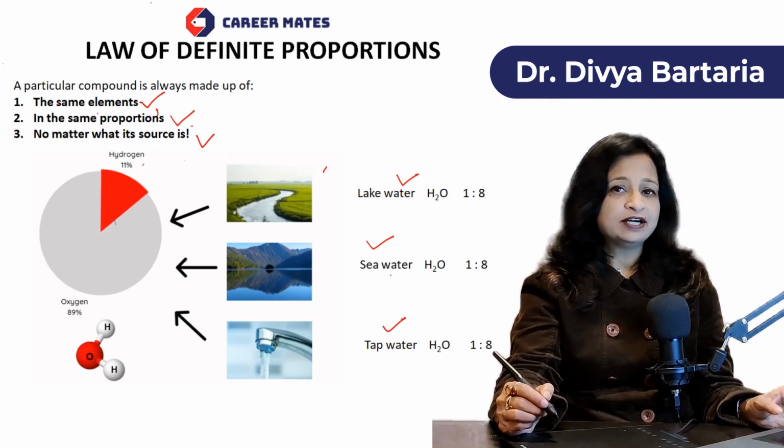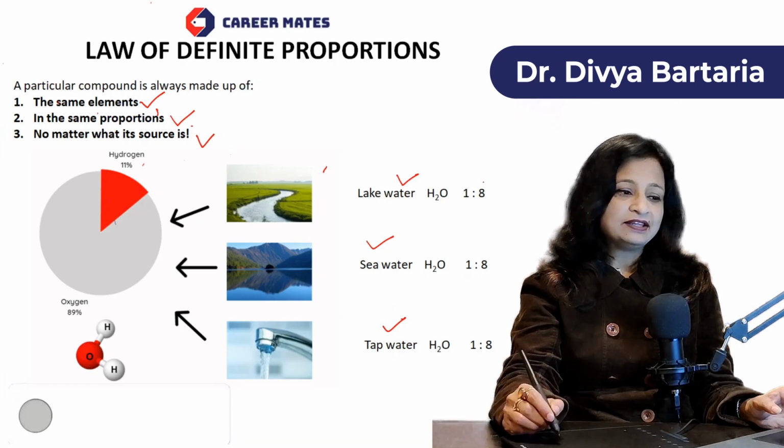So in case of H2O, there are two atoms of hydrogen and one atom of oxygen, and the ratio remains the same, 1:8.